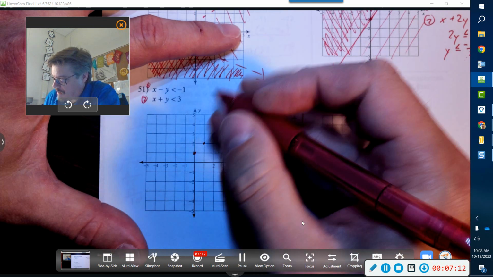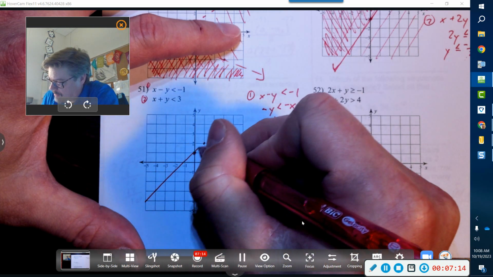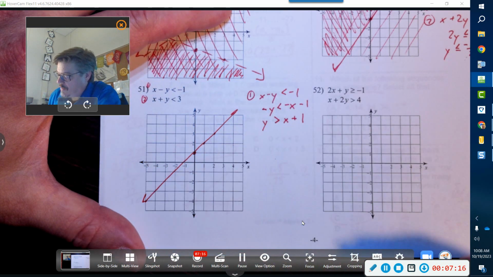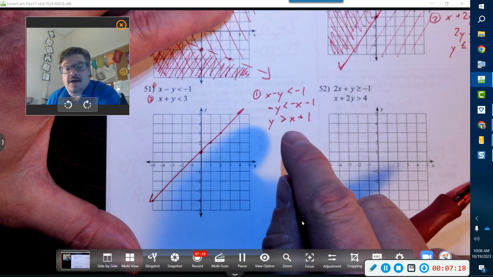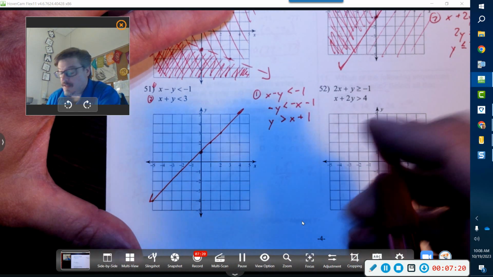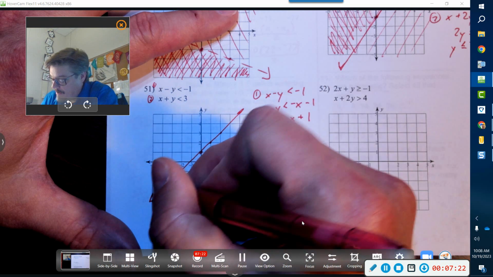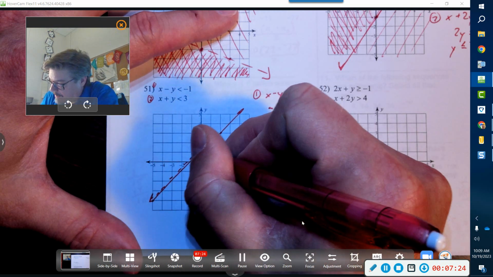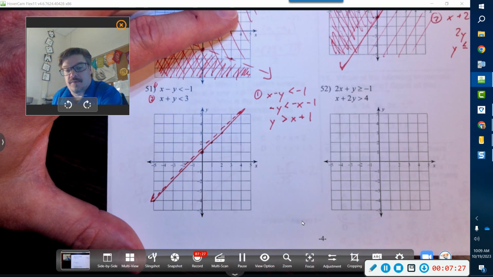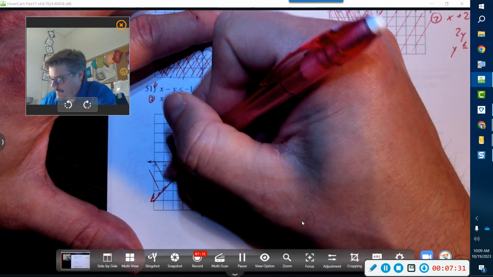Bada bing. I'm just going to go and freestyle here. What I did is it should be a dotted line. So if you accidentally draw it solid, you don't have to erase it. Just put the dotted line on top of it, and then I know exactly what you're getting at. All right, and then we're going to shade above.